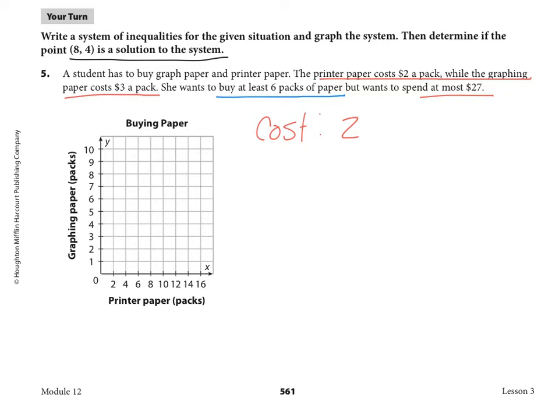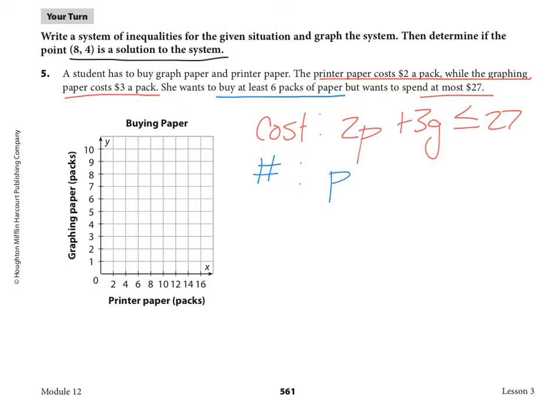$2 for printer paper, $3 for graphing paper, and at most means less than or equal to 27. I can't spend more than 27, but I can spend up to $27. Then I have to do an inequality based on the number.